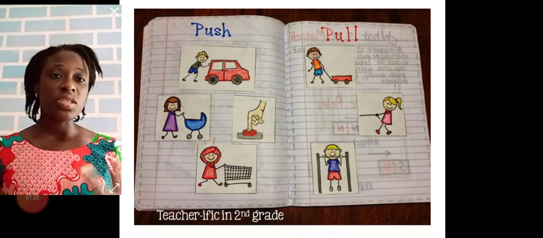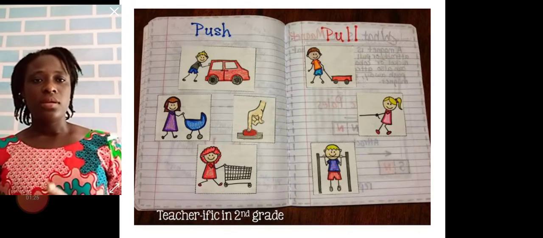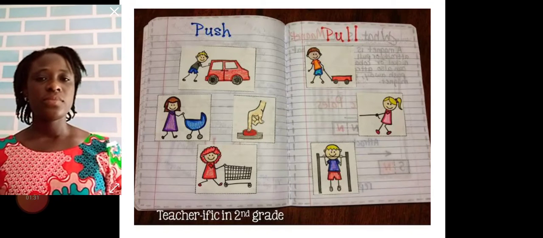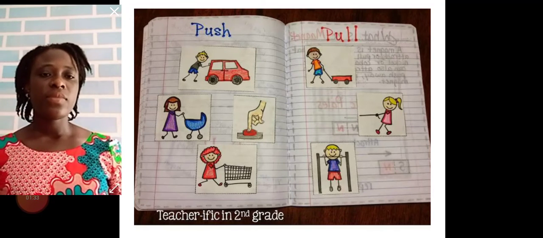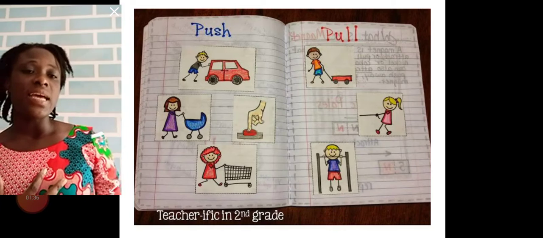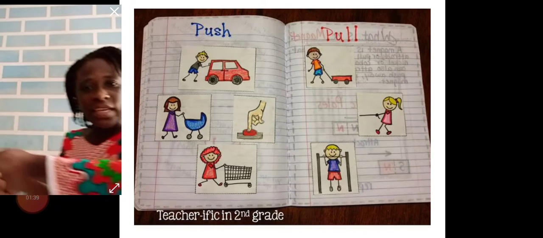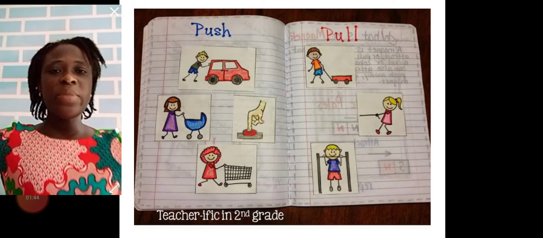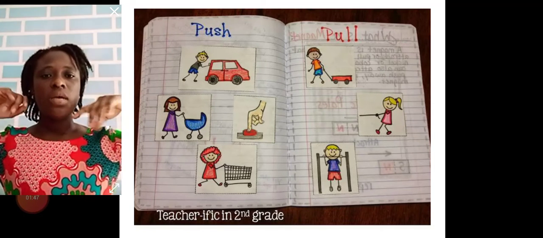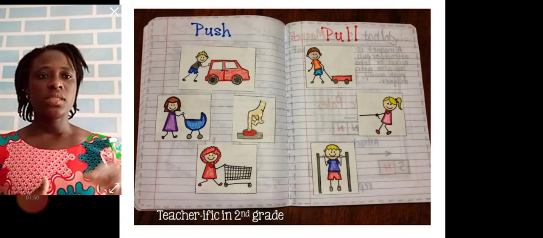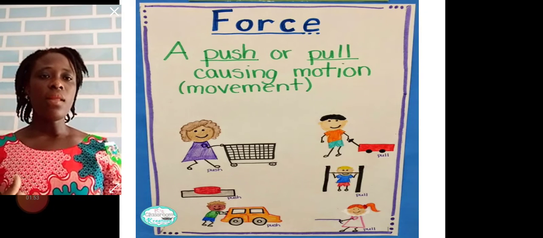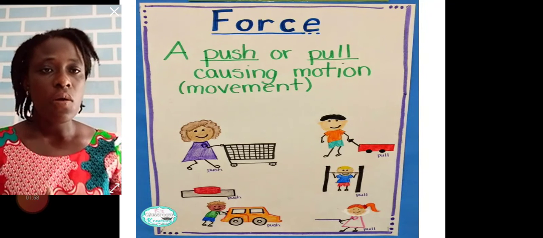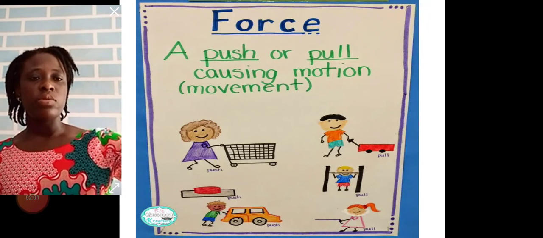So we looked at push and pull. Pushing a car, or pushing a stroller, or pushing a button. And then pulling a toy car, or pulling a rope, or climbing a pole is also a force. All right, now let's look at this one. These are also more examples on forces. That is push and pull.